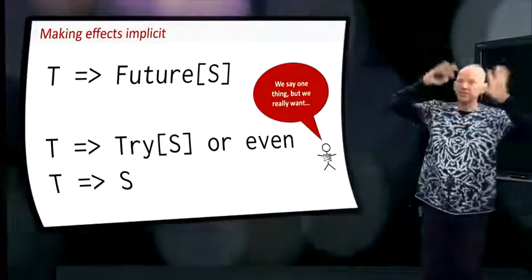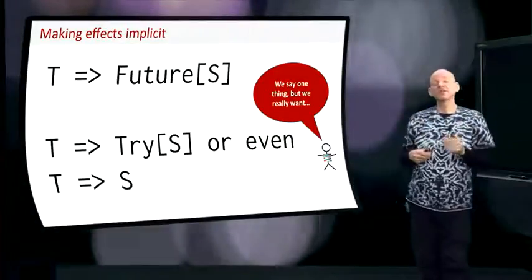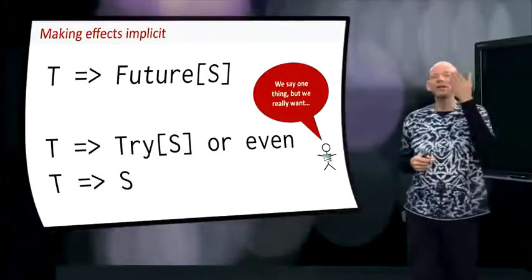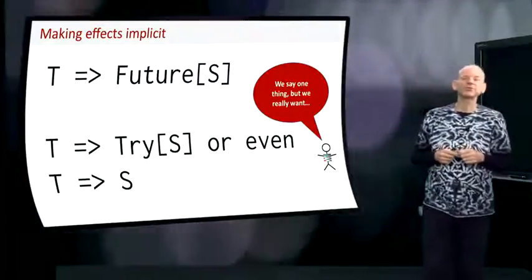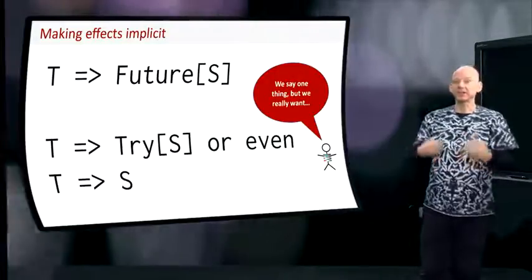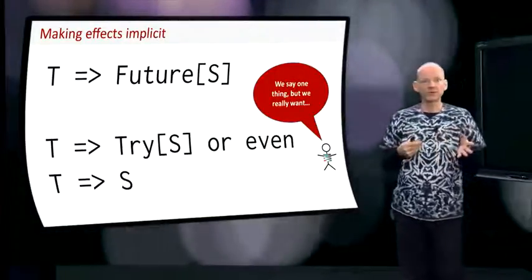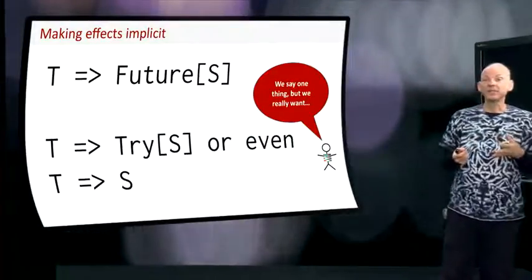All right? So on the outside, it still looks like a function that returns a future or a function that uses Try. But internally, we want to treat it inside our code as just a regular function from T to S. Okay?